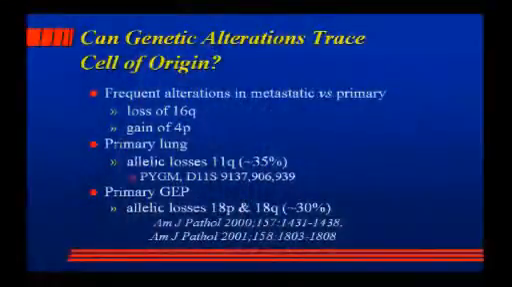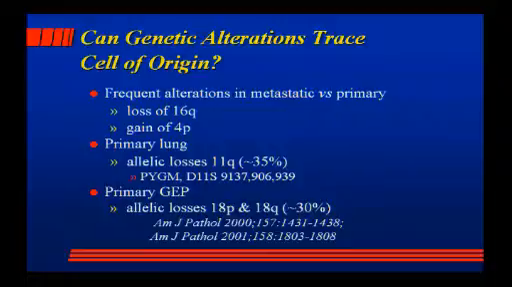So the other question that we ask is, can these genetic alterations help us to tell where the tumor is coming from? And we know that metastatic tumors have different genetic losses than their primaries do. And we know that primary lung tumors may have different losses than primary tumors in the gastroenteropancreatic tract.